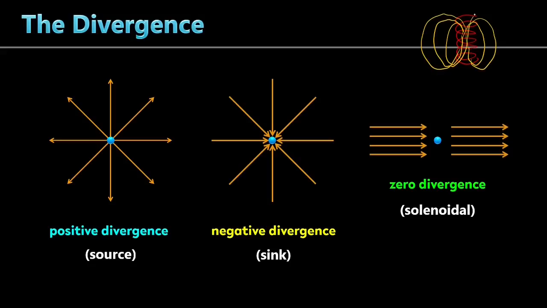Kaya siya tinawag na solenoidal, kasi yung shape ay solenoidal. Okay? So, kapag ang shape pala ng field mo ay solenoidal na ganito, then ang divergence niyan ay 0. Bakit? Kasi ganito yan eh.